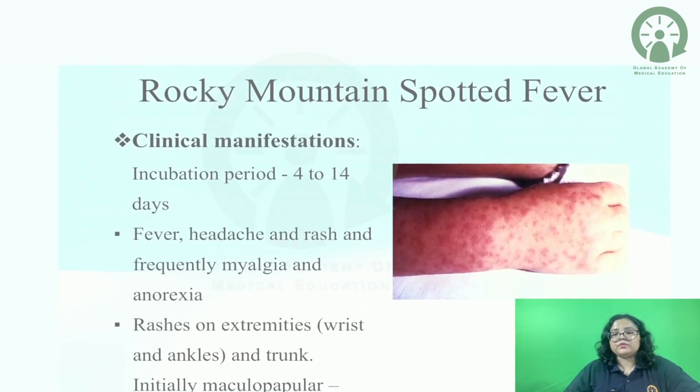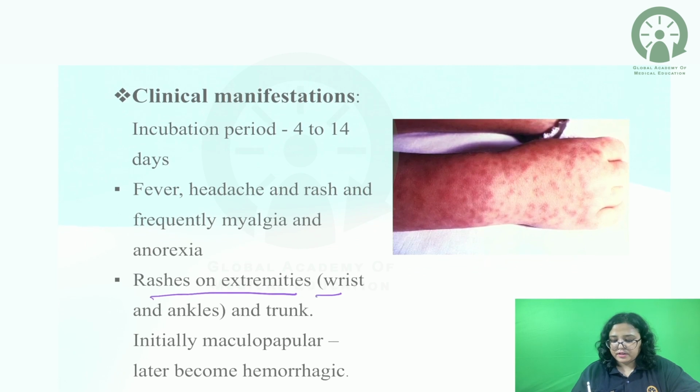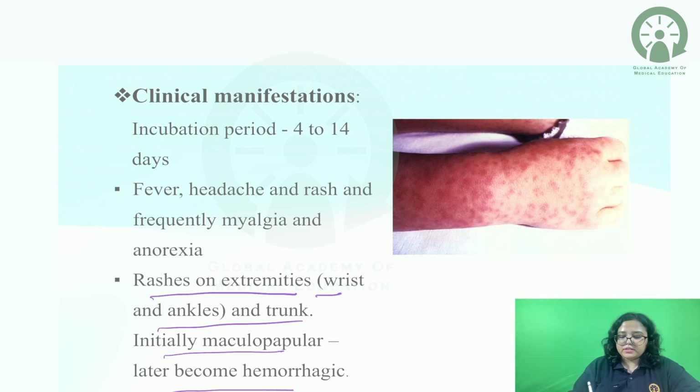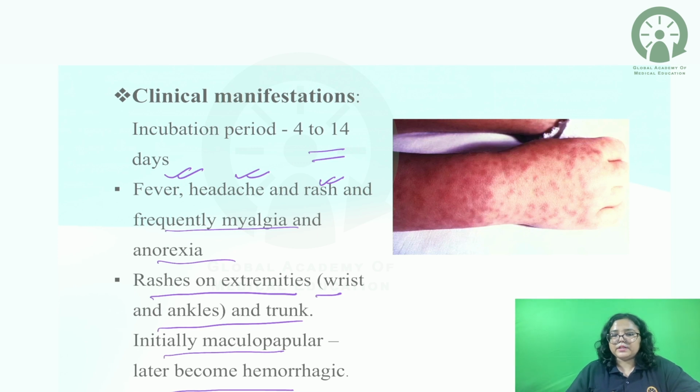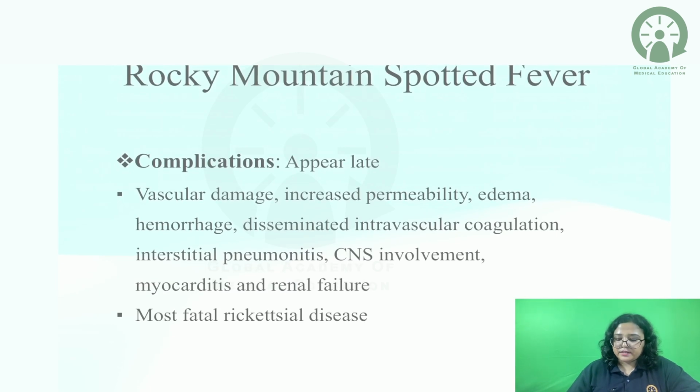Now manifestation. In the spotted fever group, in contrast with the typhus fever group, the rashes occur on the extremities, that is the wrist and the ankle, and then the trunk. Initially they may be maculopapular but later become hemorrhagic. Incubation period is 4 to 14 days. Of course there will be fever, headache, rash and frequent myalgia and anorexia. These are common, but characteristic rashes help us differentiate. Complications appear late: disseminated intravascular coagulation, interstitial pneumonitis, CNS involvement, myocarditis and renal failure.